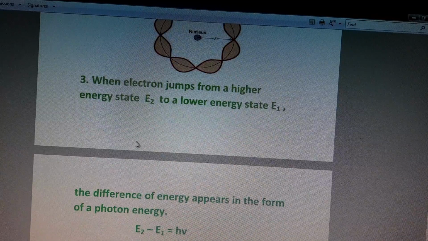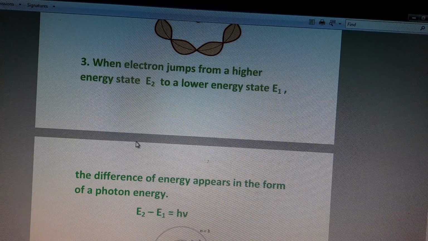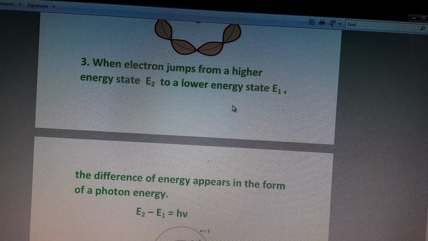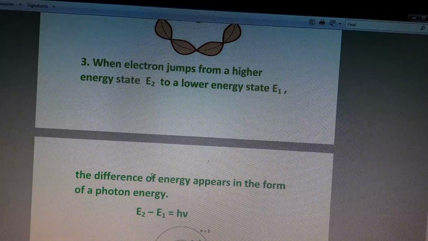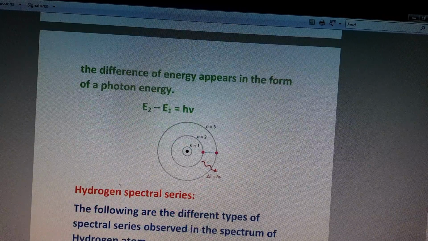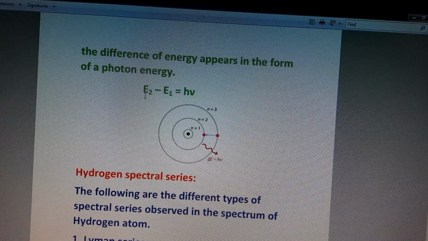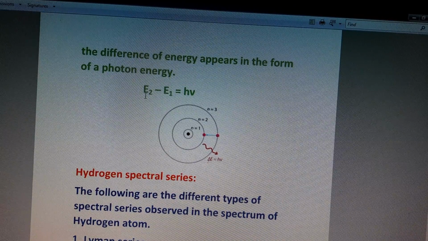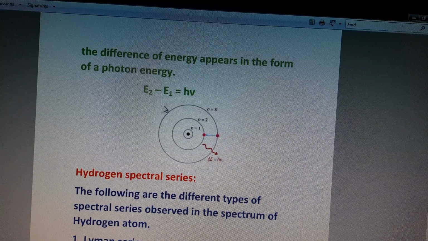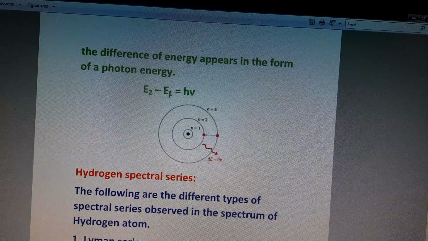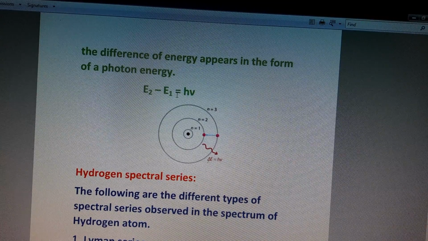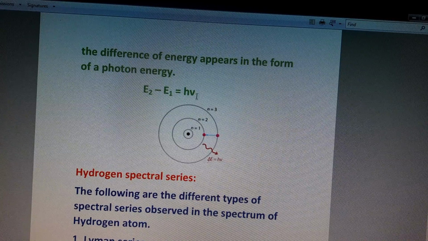The last point: when an electron jumps from a higher energy state to a lower energy state, the difference of energy appears in the form of photon energy. We can observe this in the diagram: the electron jumps from a higher energy state to a lower energy state, E2. The difference of energies, E2 minus E1, appears as photon energy, which is h nu.